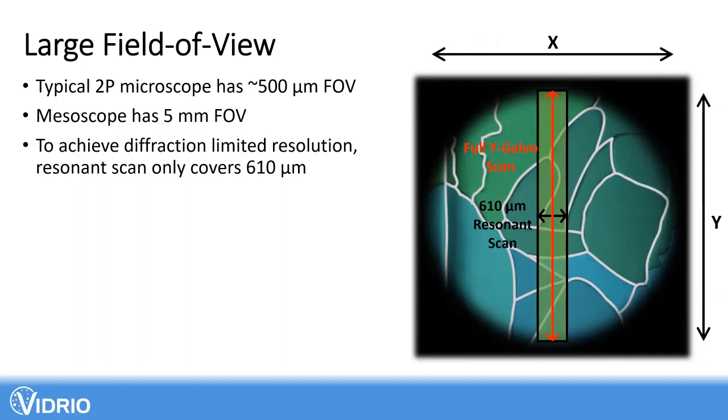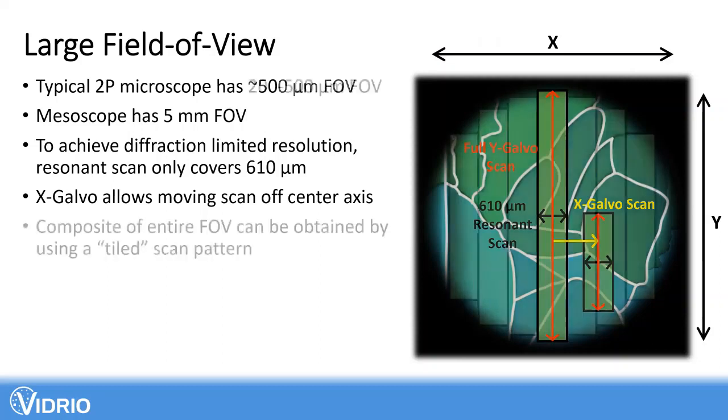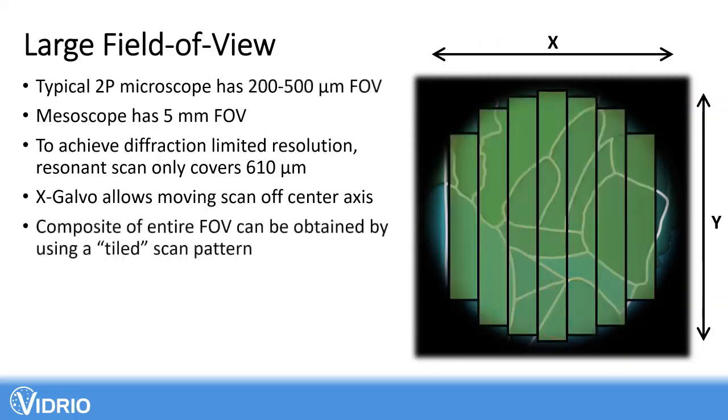But you can do that at a particular scan rate. Then an additional X galvo will allow you to move off axis and collect another set of data. Ultimately, that gives you the ability to make a composite of the entire field of view, so that you can view the entire 5 millimeter field of view.